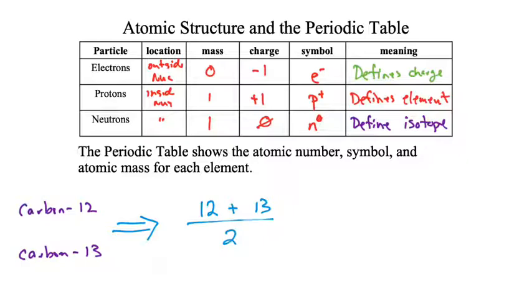So if we did that, 12 plus 13 is 25. Divided by 2, 12.5. For those people that were able to do that calculation that rapidly in their head, fantastic. You don't need to. You've got a calculator. You can enter it into the calculator. There's your work, 12.5. That would be the atomic mass for carbon.